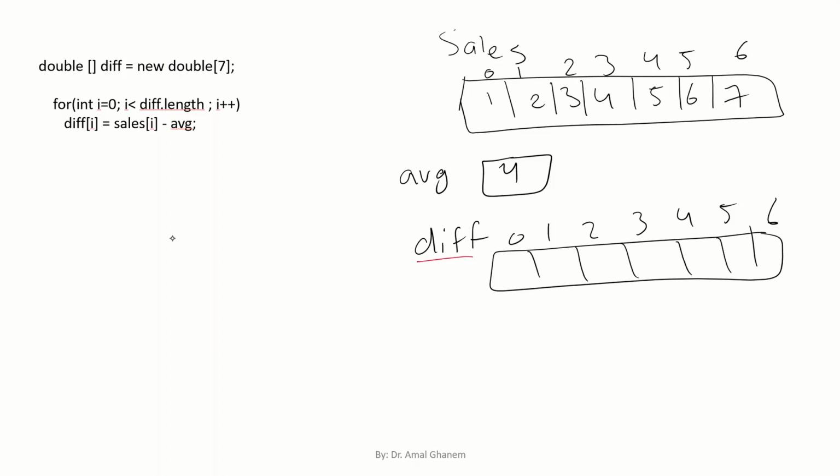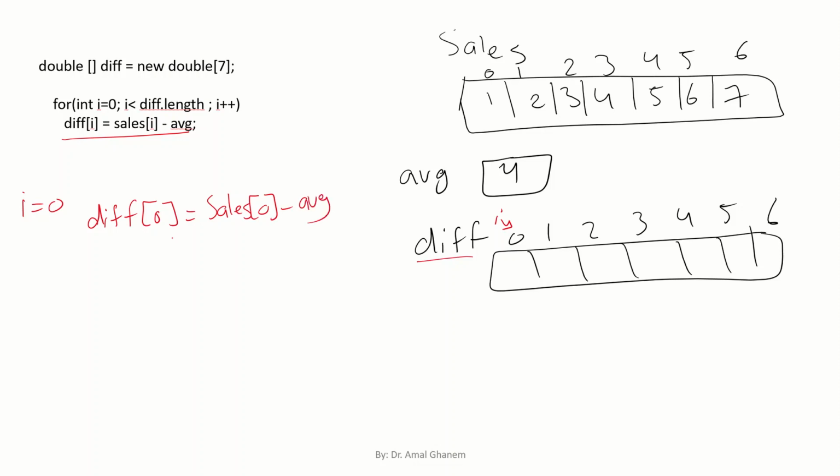And then we had a for loop from i = 0 till difference.length, i++. So starting from i equals 0 till the end of the array, all we need is difference[i] = sales[i] - average. So the idea was as follows. When i is 0, I have to do this equation as follows: difference at location 0 equals sales at location 0 minus the average.